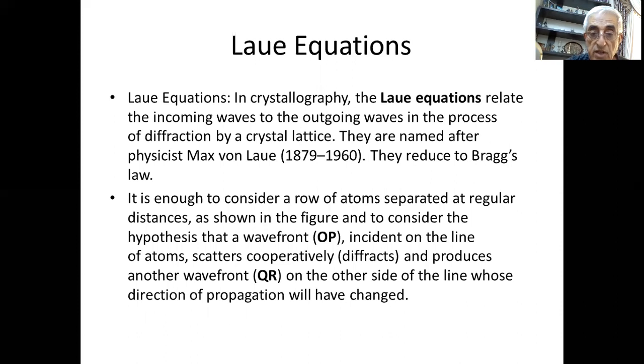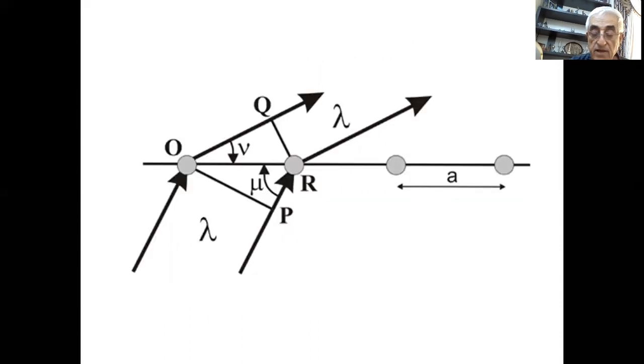It is enough to consider a row of atoms separated at a regular distance, as shown in the figure, and to consider the hypothesis that wavefront OP incident on the line of atoms, scattered cooperatively, diffracts and produces another wavefront QR on the other side of the line, whose direction of propagation will have changed. This diagram shows a plane incident on the atoms in the crystal lattice and then diffracted forward into another plane on the other side of the lattice. The distance between the atoms is A.